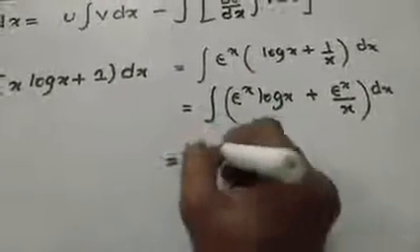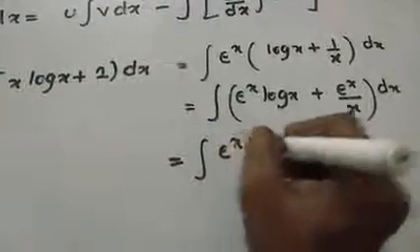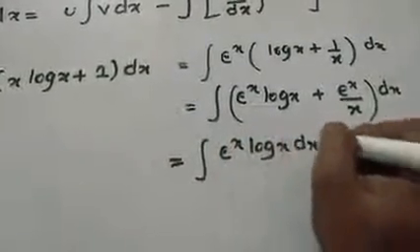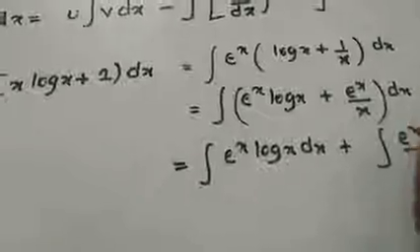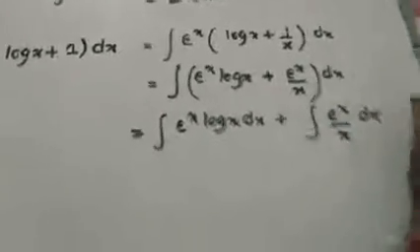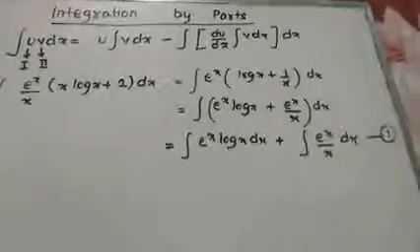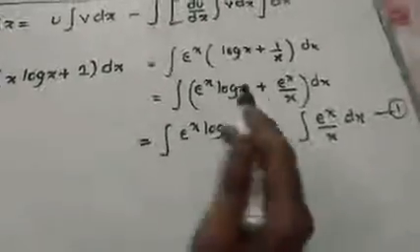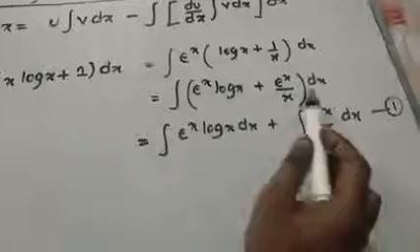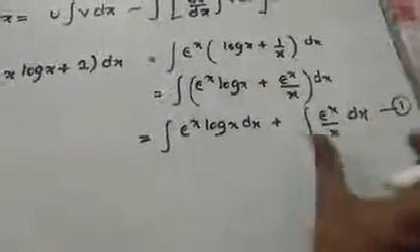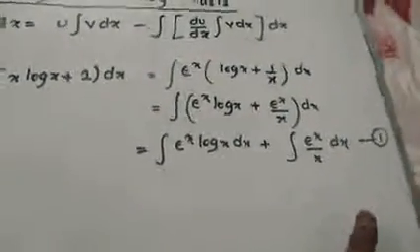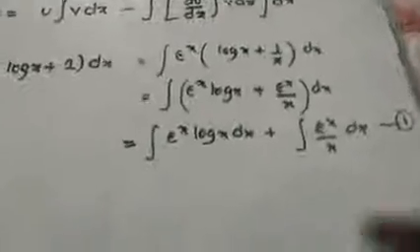Now separating the integration: integration e to the power x log x dx plus integration e to the power x by x dx. Name this expression as 1. Clear? First of all, we simply multiply by e to the power x, then separate the integration into two parts. Always remember, this type of question you have to separate into two parts.